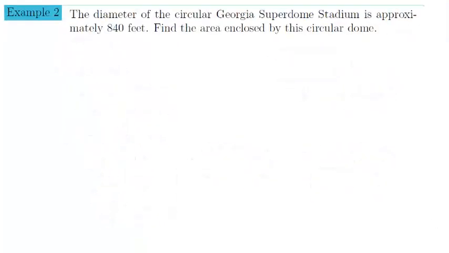Let's take a look at example 2. Example 2 reads, the diameter of the circular Georgia Superdome Stadium is approximately 840 feet. Find the area enclosed by this circular dome. So, as before, let's start by drawing a diagram. And in this case, the picture we want to draw is a circle to correspond to the circular dome. So we draw a circle.